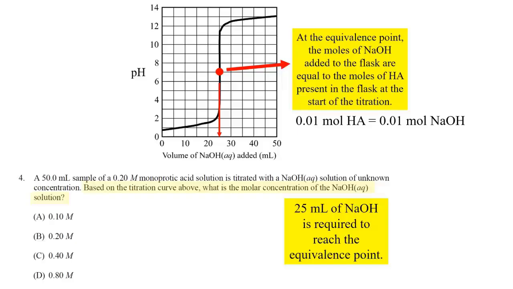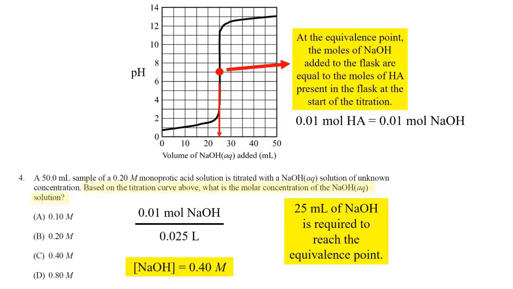We've already calculated the number of moles of sodium hydroxide. It's 0.01. All we have to do now is moles divided by liters to get molarity. So 0.01 moles of sodium hydroxide divided by the volume in liters. So not 25, but 0.025 liters. If we do this math, 0.01 divided by 0.025, that will be the molarity. And when I do that math, I get that the concentration of sodium hydroxide is 0.40 moles per liter. So choice C is the correct answer to question 4.